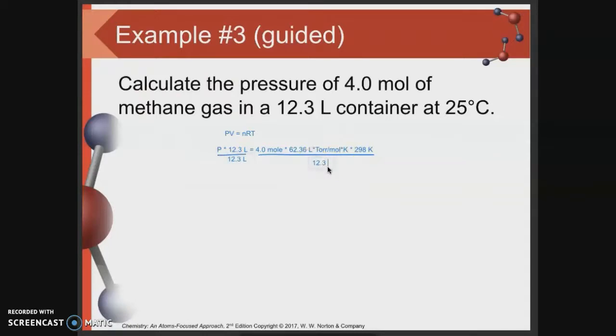And if I set up my algebra correctly, my 12.3 liters cancels on this side. And all of my other units should cancel other than my pressure unit of torr, which is what we're looking for. My liters cancel because I've got liters in the universal gas constant in the numerator and liters down here in the denominator. I've got moles in the denominator of the universal gas constant and the numerator of my fraction. I've got Kelvin in the numerator of the fraction and in the denominator of the gas constant. So all that's left as far as units are concerned are torr.